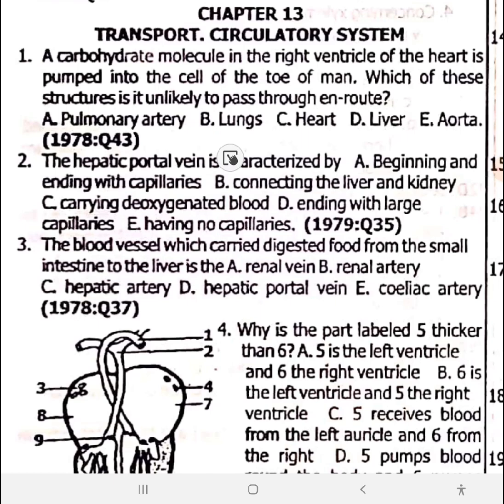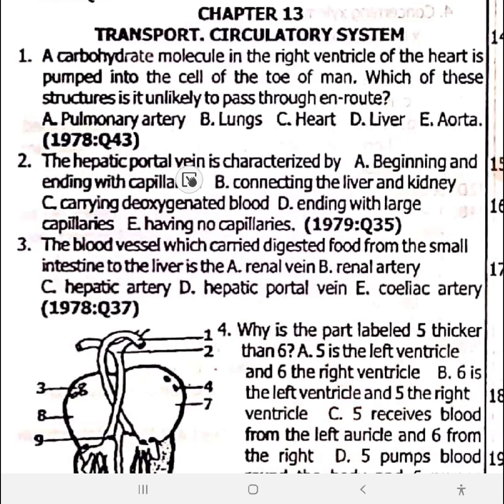The first one is right ventricle, to pulmonary artery, to lungs, to pulmonary vein, to left ventricle, to aorta, then aorta next to femoral artery, and lastly the toe. Those are the parts it will pass through. So note, it will not pass through the liver, option D.